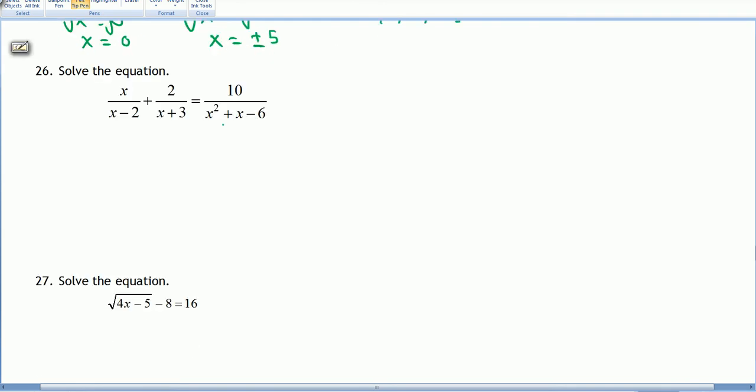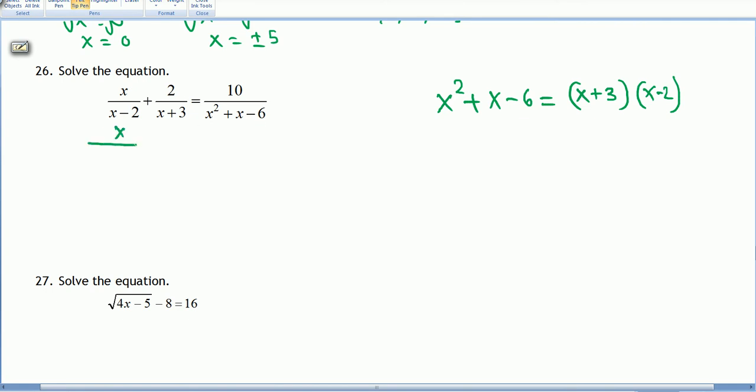Number 26. Solve the equation. We have fractions, so the first thing we need to do is get rid of fractions. For that, we need to find the LCD, so we need to factor the bottoms. x minus 2 is already factored, x plus 3 is already factored. How about x squared plus x minus 6? Let's factor this. It's a trinomial, so it factors as a product of two binomials if it factors. So x squared gives x, x. And negative 6: 3 times 2 is 6. To get negative, one of them should be negative, and plus in the middle, so plus goes to the bigger, minus 2. So this is in fact x plus 3 times x minus 2.